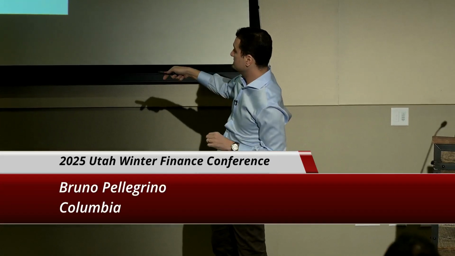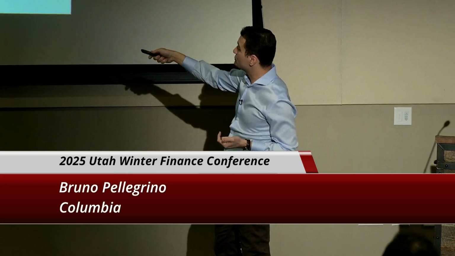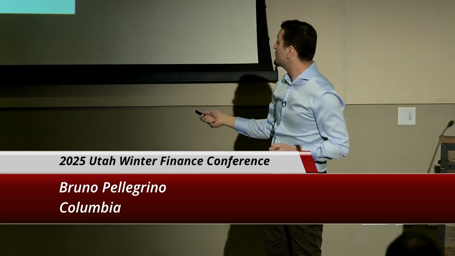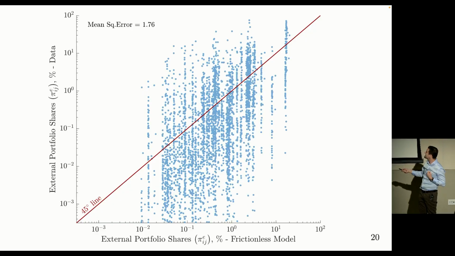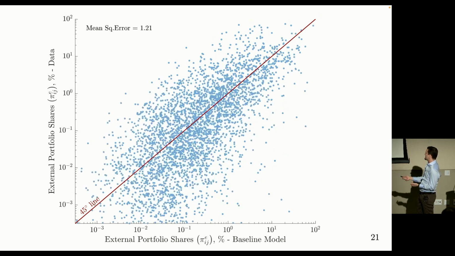So what you're seeing here is the correlation between the model-implied external portfolio shares for the frictionless model on the horizontal axis, against the actual data. Again, in this model, there are no frictions. The model without frictions generates external portfolio shares that are broadly correlated with the actual ones, but as you can see, it's not an amazingly good relationship. When we put the frictions in the model, boom, the fit of the model improves quite dramatically.